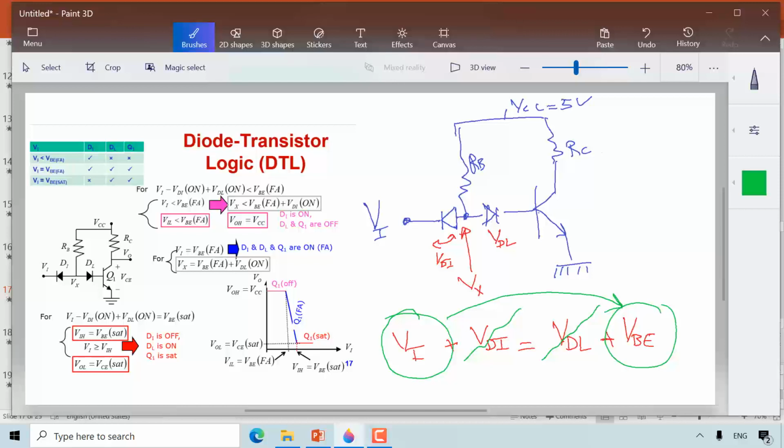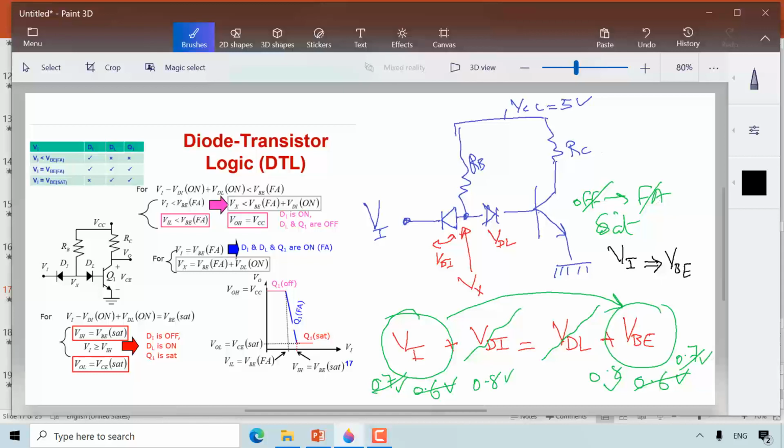So for instance, if we have a voltage of 0.6 volt on the input voltage, it will be reflected as 0.6 volt on the VBE, and that will force the device to be in the off state. On the other hand, if I have on the V input 0.7 volt, it will be reflected as 0.7 volt on the VBE for the BJT device. So this guy will move from the off state to the forward active state. And if I change the voltage to 0.8 volt, forcing 0.8 volt on the VBE, it will move to the saturation state. So in brief, the input voltage controls the VBE. That's the summary of this analysis, and that's how this DTL logic works.